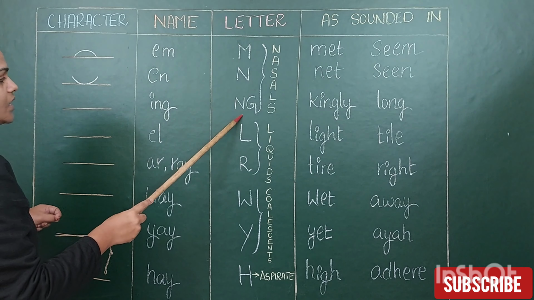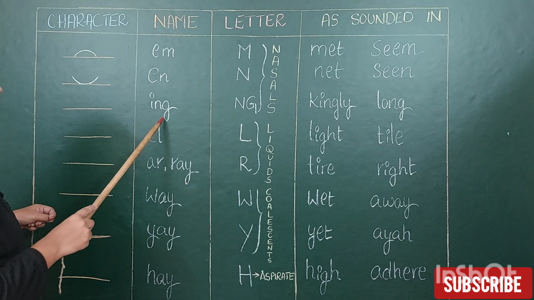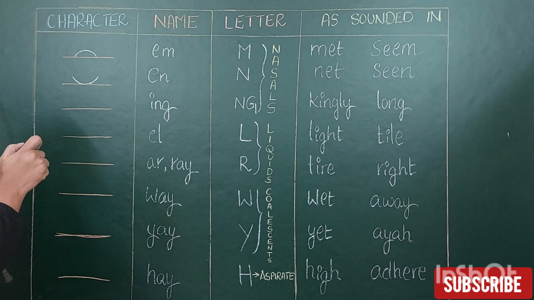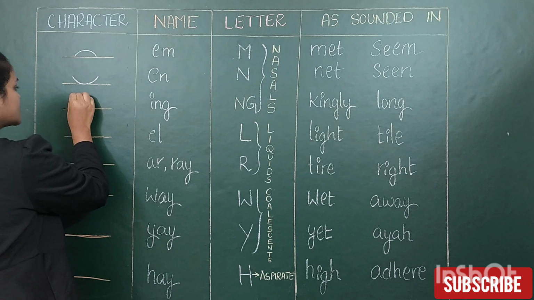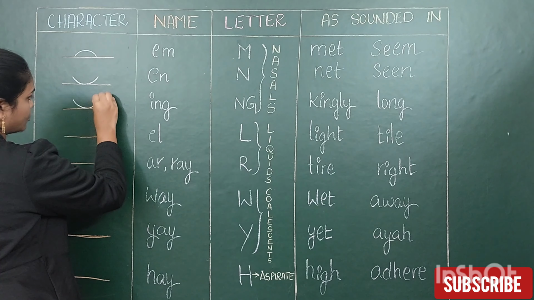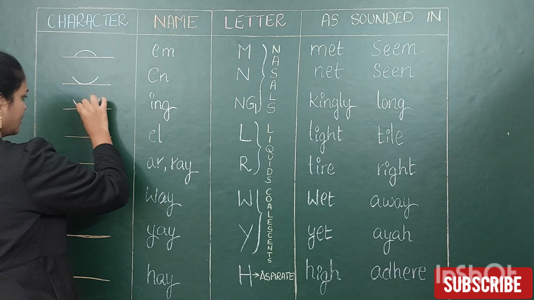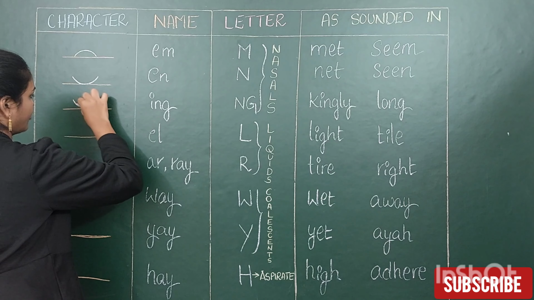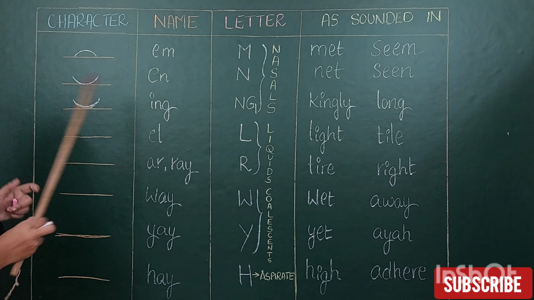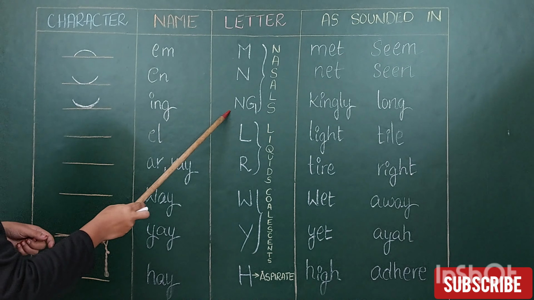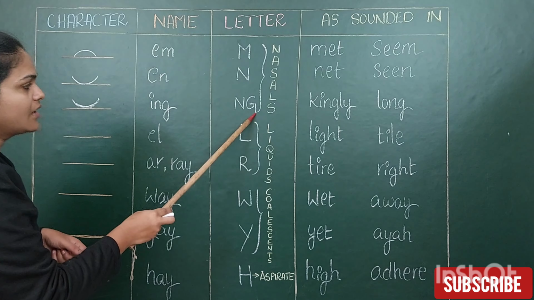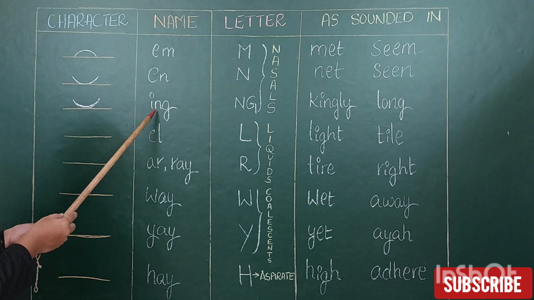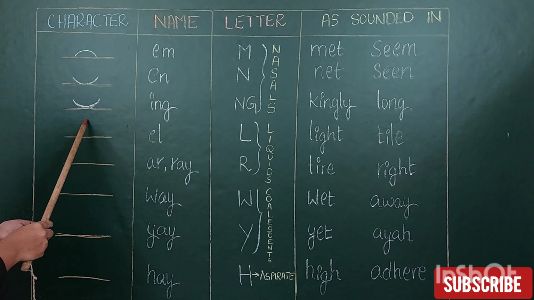Next, here is ing. When you spell ing, how do you write it? It is a pair of N. You write N like so, but it should be dark. So the dark form of N is called ing. NG, we pronounce it as ing. When you are going to write ing, it should be dark.